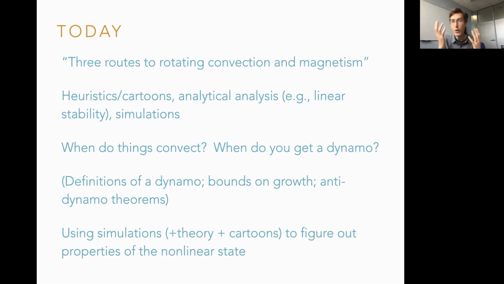And if you take away one thing from this lecture, my basic argument is that those problems are too hard. The astrophysically relevant ones are too hard to be tackled by one piece of this toolbox alone. Very few of them can be tackled by purely analytical theory. Very few of them can be tackled by just heuristics and cartoon arguments. Very few of them can be tackled by pure numerical simulation because the parameter regimes are just too hard. And so the combination of those things, though, can give us some insight. So that's the story of today.